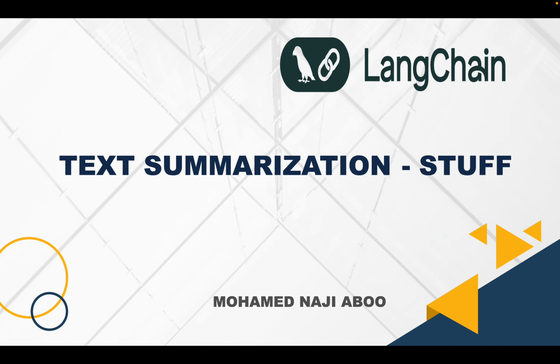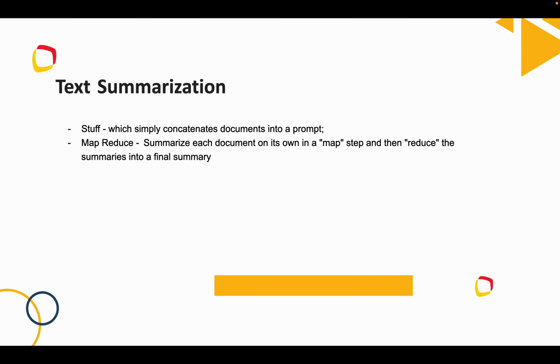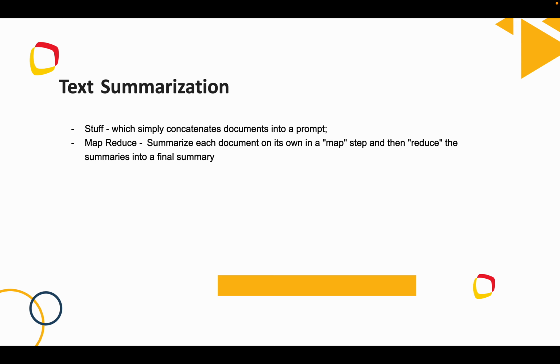In this video, we will be discussing text summarization using LangChain. There are two ways that we can do text summarization. One is stuff and the other one is MapReduce. Stuff is a very simple method in which we will be sending the entire context, or the entire document, to the LLM model, and we will ask the LLM model to summarize it.